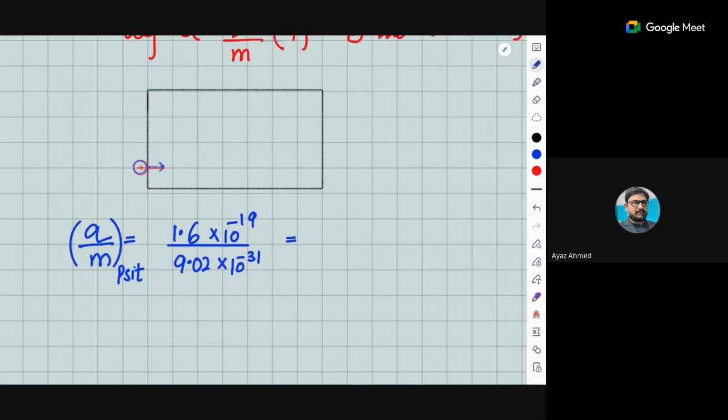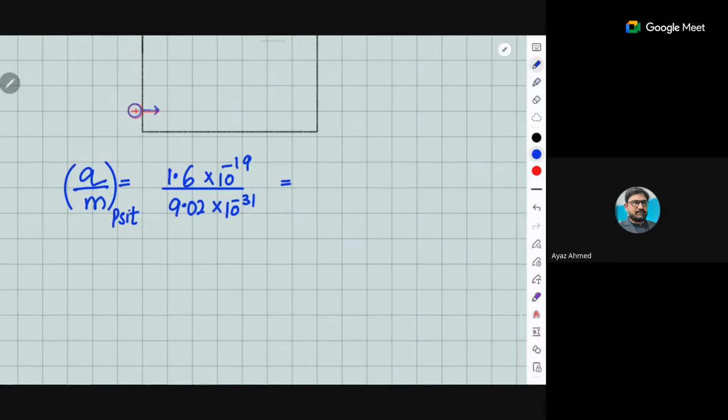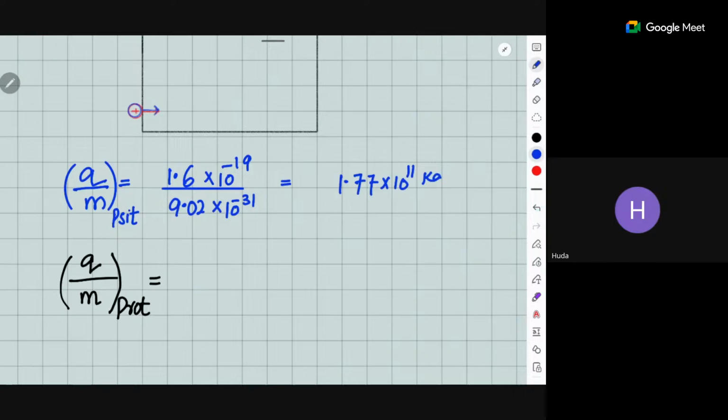This is a constant number, it cannot be changed. Meanwhile, you people can also now charge. Sir, I got the answer. It's 1.77 times 10 raised to power positive 11 coulomb per kg.